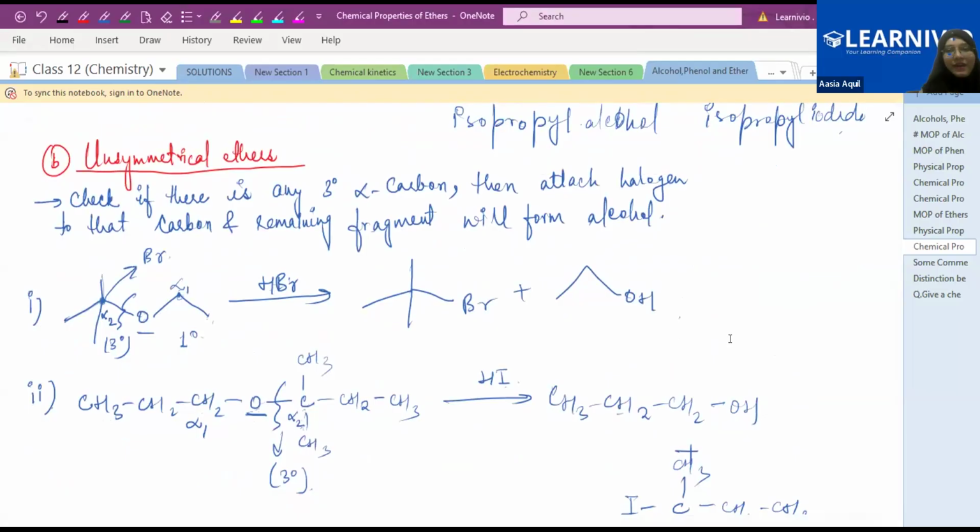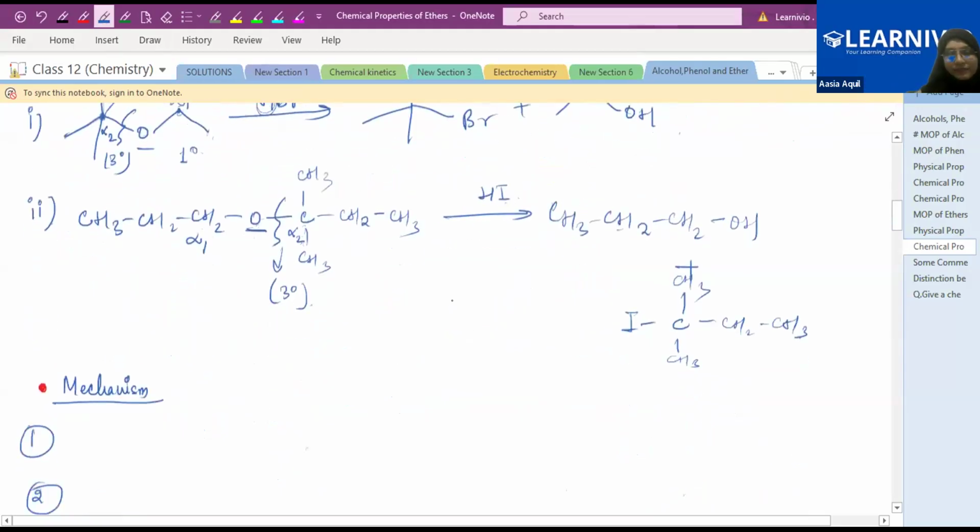If there is a tertiary alpha carbon, then attach the halogen atom to that alpha carbon and attach the hydrogen from the hydrogen bromide. So you have to attach the bromine halogen to the tertiary carbon, if a tertiary alpha carbon is present in your unsymmetrical ether. On the other hand, you will attach the remaining hydrogen to the remaining fragment. The product will be your alcohol plus your tertiary haloalkane.